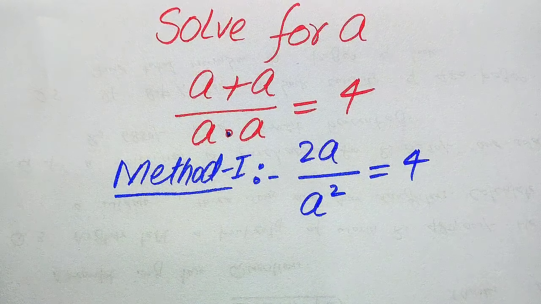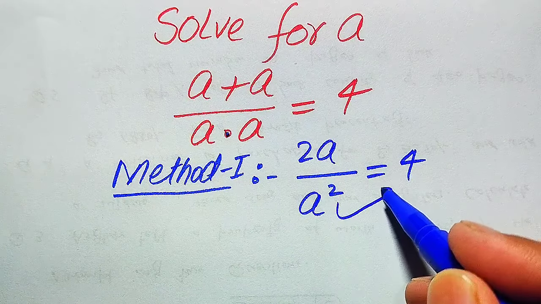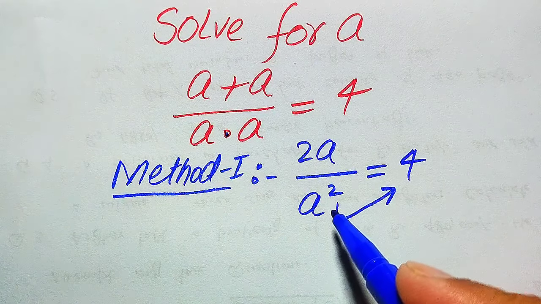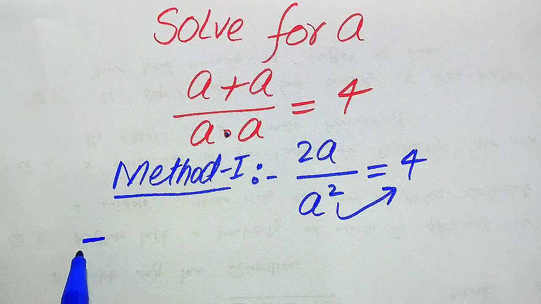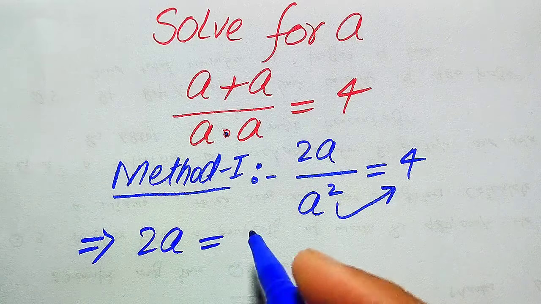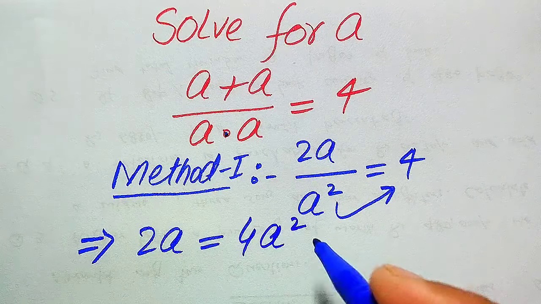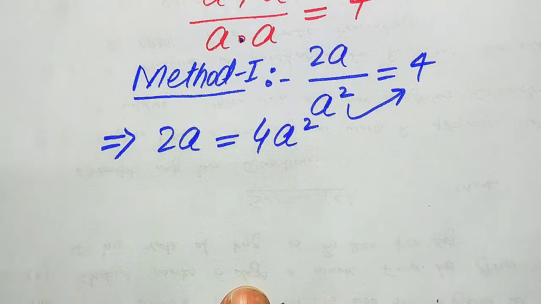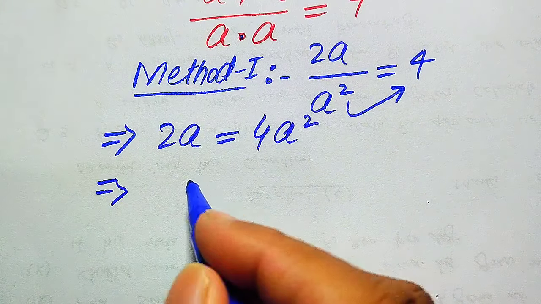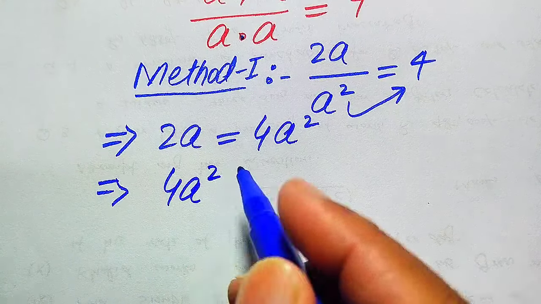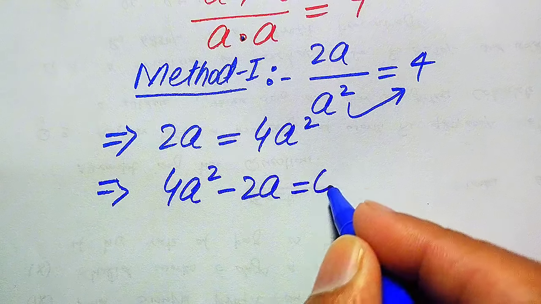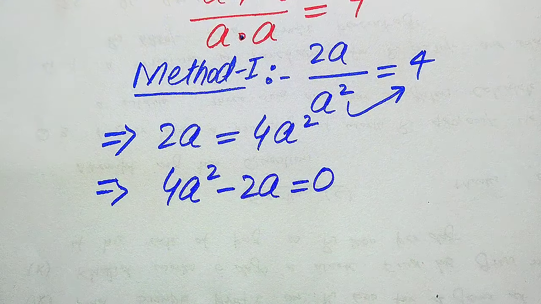So further in the next step we need to move this a square to the right hand side, and it is divided by here. When we move it to the right hand side, it is multiplied by 4, and it becomes 2a is equal to 4 times a square. And further in the next step, we move this 2a to the right hand side, and it will be written as 4 times a square, plus 2a becomes minus 2a, and this whole equation is equal to 0.